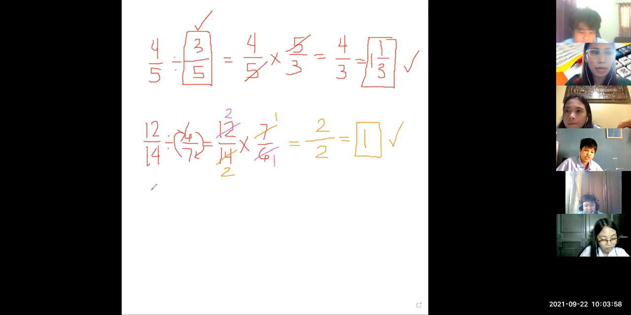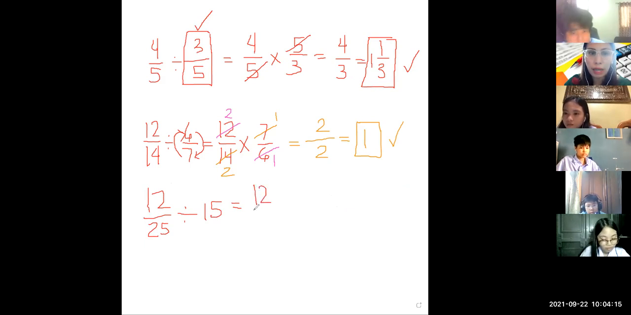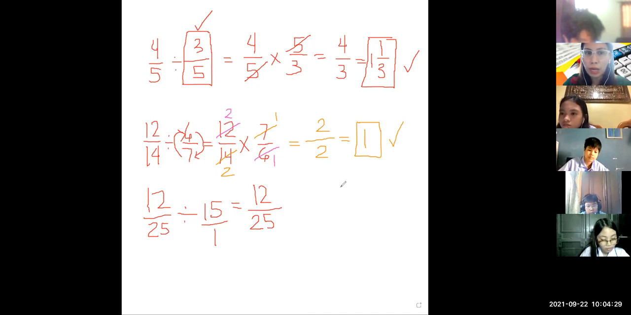Now, let's try number 3. 12 over 25. Let's divide that by 15. Copy the dividend. Hindi ang dividend or yung unang fraction ang ini-invert, yung second. Okay, this time you have to write 1 para hindi kayo malilito. So, yung 1 here becomes our numerator. And then 15 here becomes the denominator. And then proceed to multiplication.